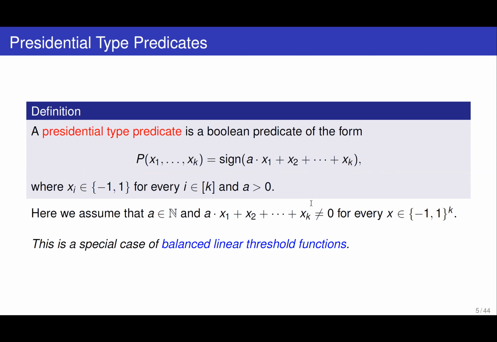We can view the presidential type predicate as a vote, where x1, the president, has a vote of weight a, and x2 to xk, the citizens, have votes which are of the same weight 1. We remark that this is a special case of balanced linear threshold function, where every variable can have a different weight.